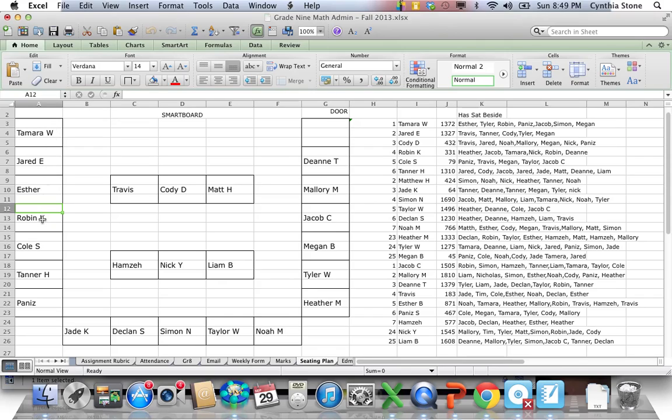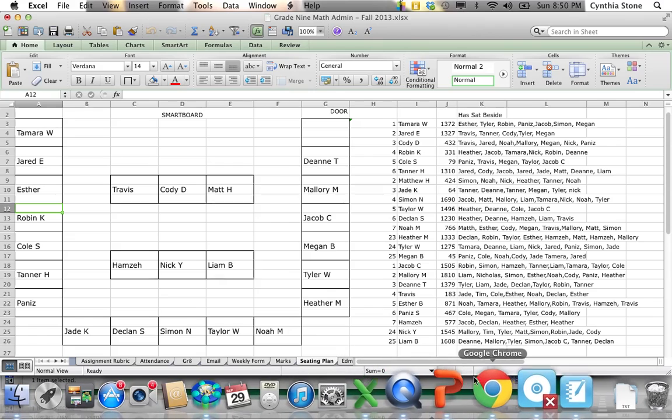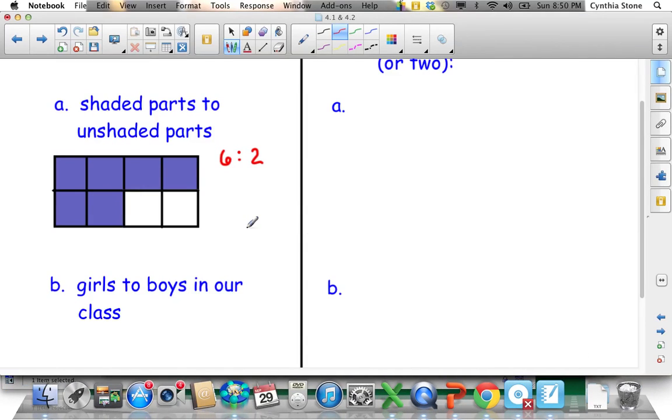So if we count them up, let's count the girls. 1, 2, 3, 4, 5, 6, 7, 8, 9, 10. 10 girls, and how many boys? 10 girls and 1, 2, 3, 4, 5, 6, 7, 8, 9, 10, 11, 12, 13, 14. So 10 to 14. Okay, let's go back to our note here. So I'll write girls to boys in our classroom: 10 girls to 14 boys.